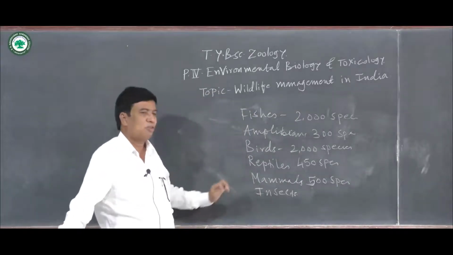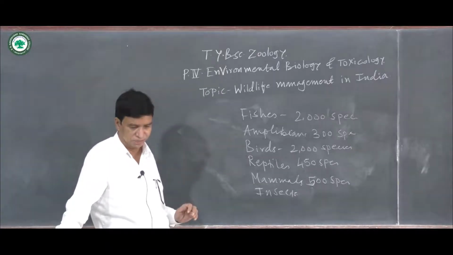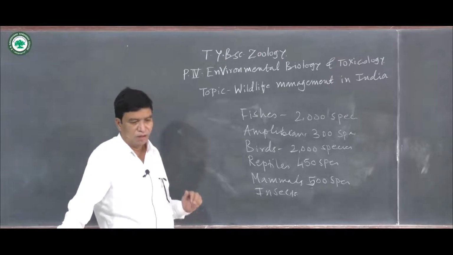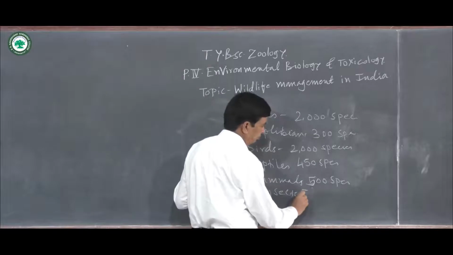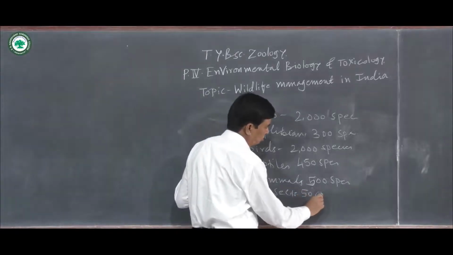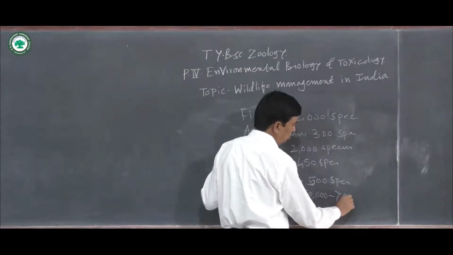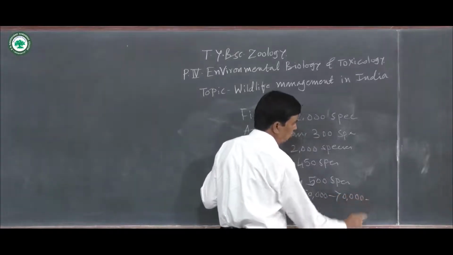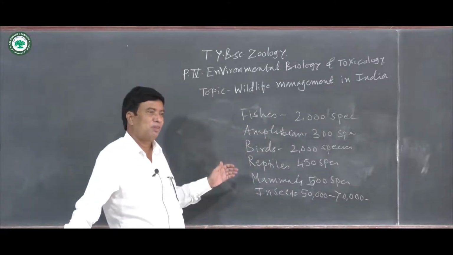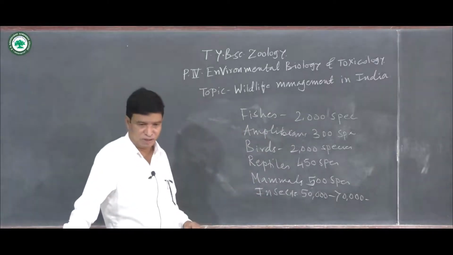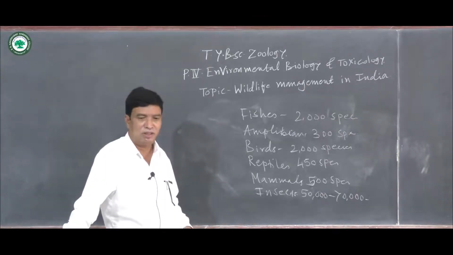And in case of insects, there is a very vast number of insects. It is near about 50,000 to 70,000 different species of insects that are found living in their natural habitat.